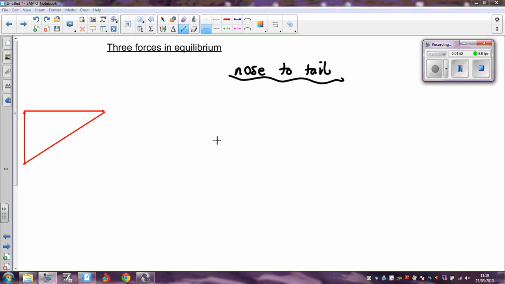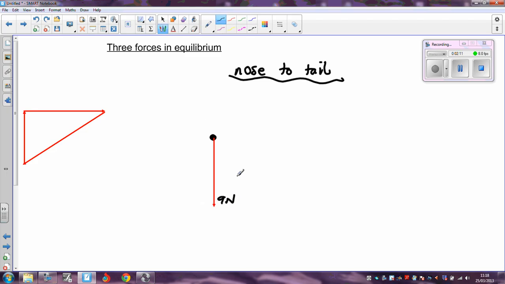Okay, so here's an example. Let's say we have a particle which is being acted upon by three forces. So here is our particle, and let's say our particle is being acted upon by a force of 9 newtons vertically downwards. Let's just write that on. So we've got 9 newtons there, and then another force of 7 newtons in that sort of direction. So 7 newtons, and another force acting in this sort of direction, which has a magnitude of 5 newtons.